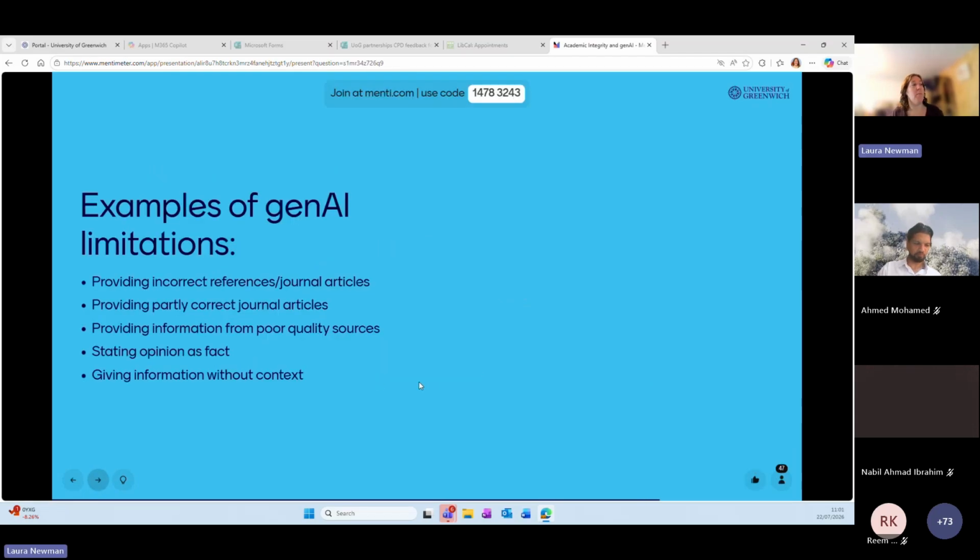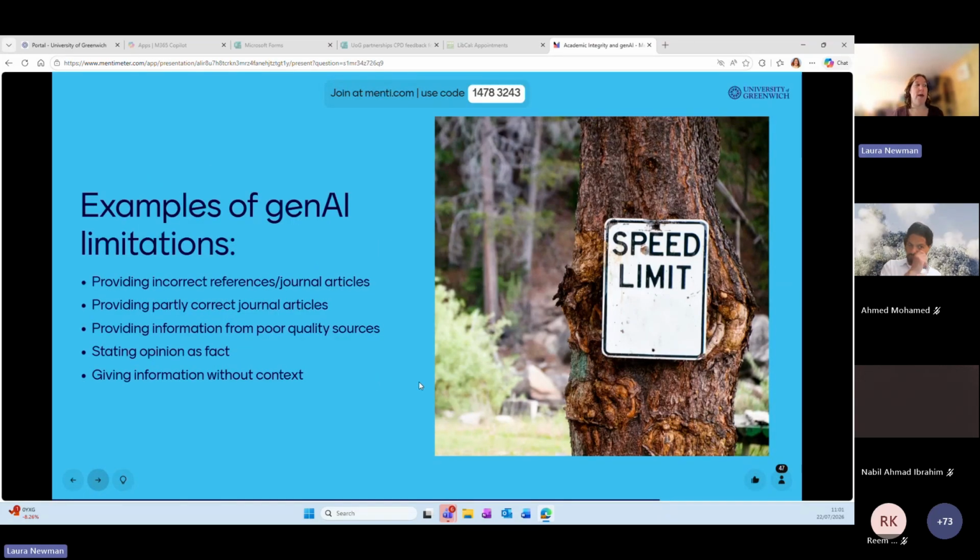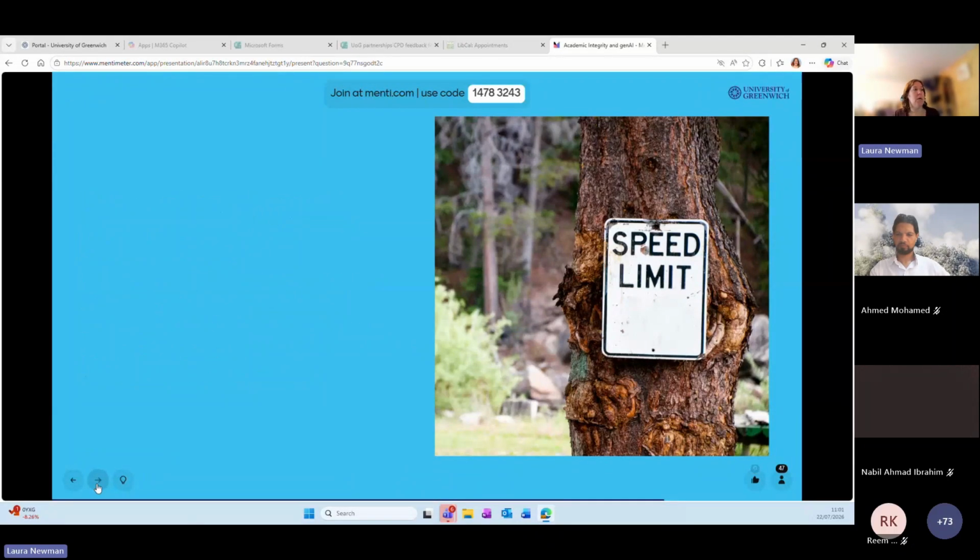So some examples would be where it might provide incorrect references or journal articles. We talked about that earlier. Or providing partly correct journal articles. It can provide poor quality information. It quite often states opinion as fact, which is a real issue. And it gives information that is without context, which obviously can be very dangerous a lot of the time. So that's some examples of things where it's got limitations.